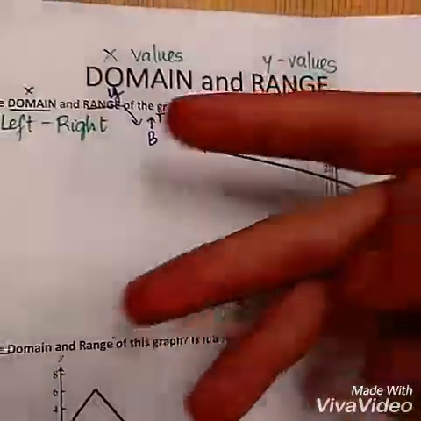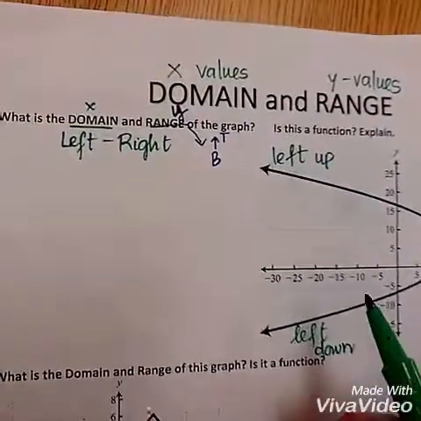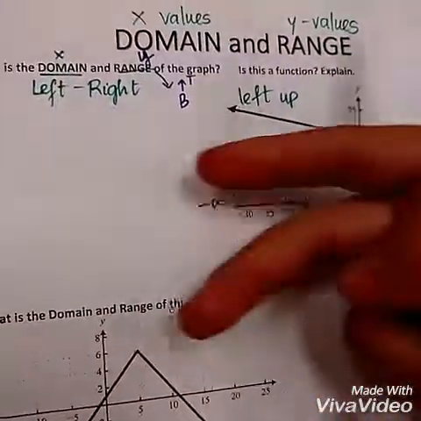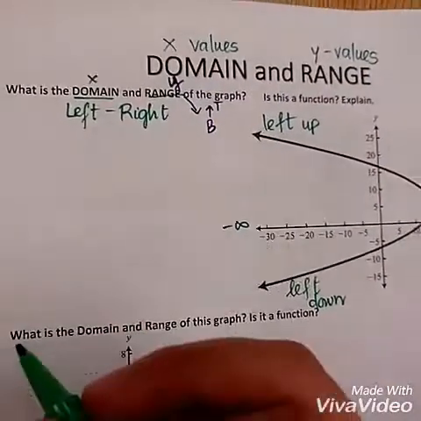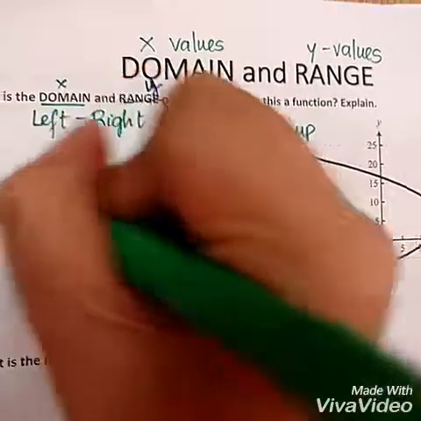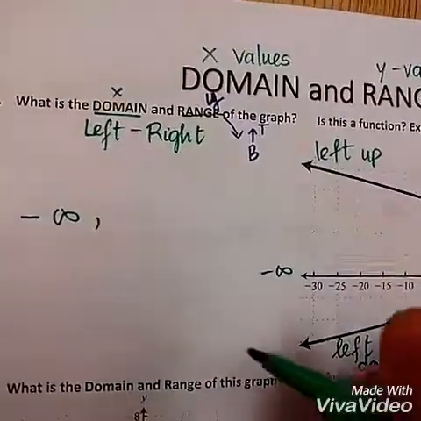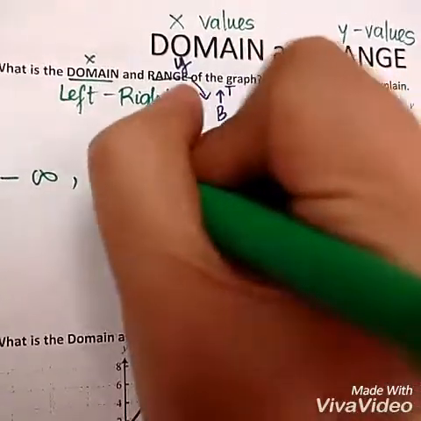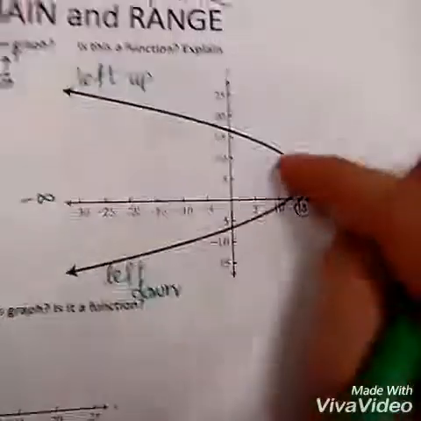Since it's going all the way to the left, we're going to start at negative infinity because eventually it's going to get very, very small. And then it goes all the way to 15. So my interval notation will be from negative infinity, to the left, to 15. 15 is included because it's a shaded graph.